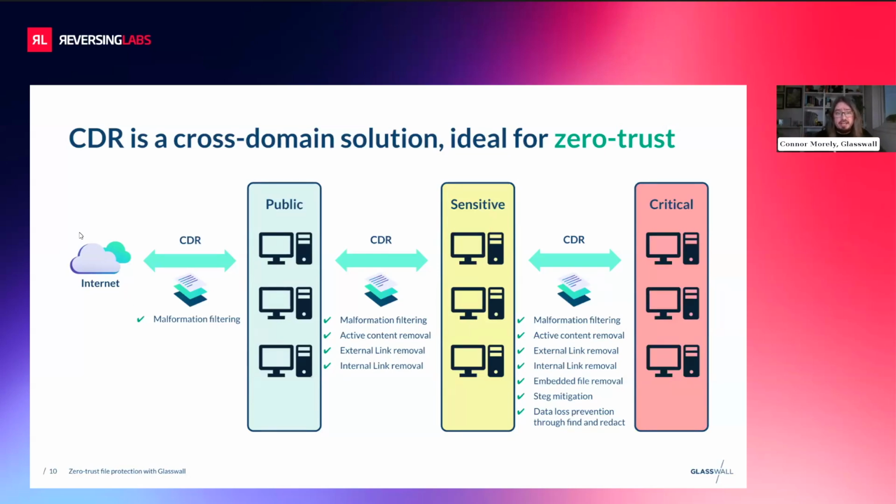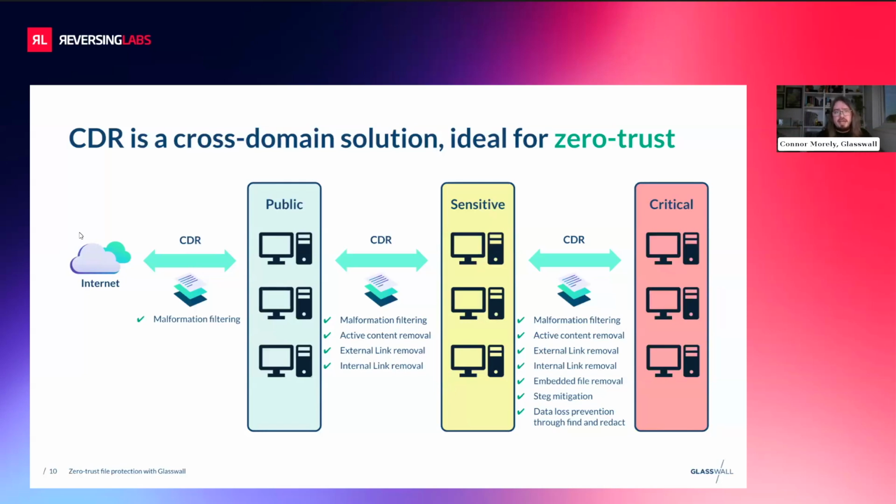And equally, at each stage, the list of actions being performed on those files increases. So between the internet and the public sector, which has the highest risk tolerance, we could just be doing something like malformation filtering. This boils down to the validating of individual segments and the rebuilding of files to see whether they're malformed or corrupt. This is simply to make sure that the files coming into the estate are compliant with the specification and are not corrupt or malformed.